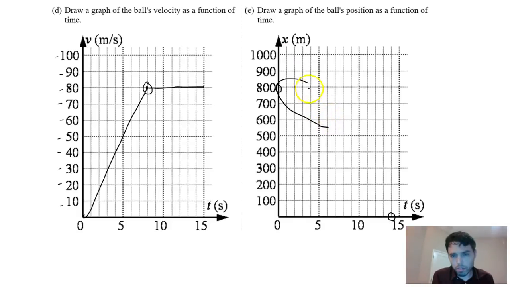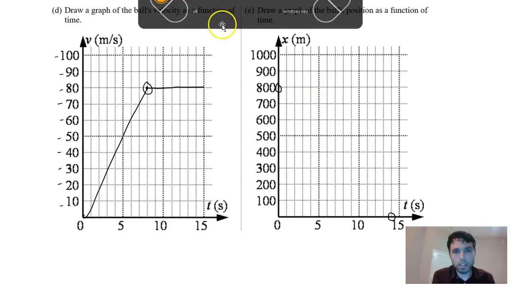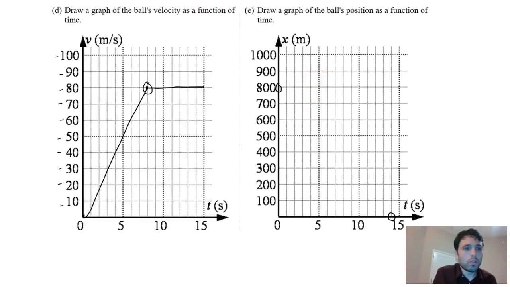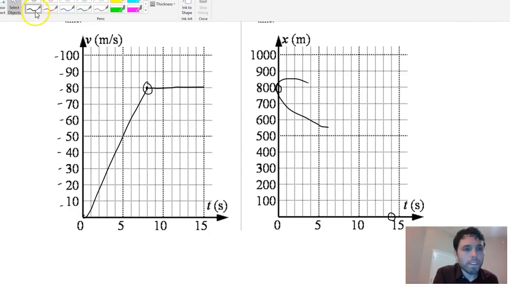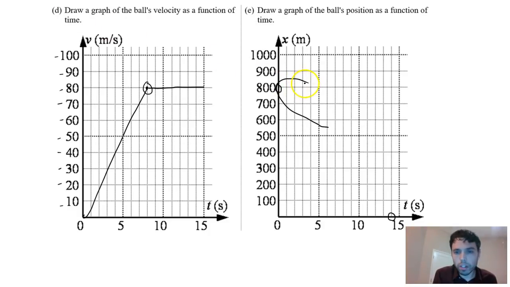Whoa, what happened? Why did I do that? That's weird. Redo. Oh, bizarre. Alright, let me draw it again. Oh, why did I take away my drawing? I don't know.